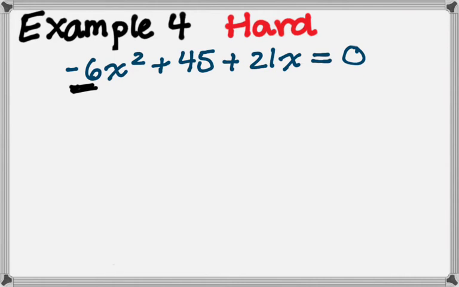Another option would just be to multiply both sides of the equation by negative 1, right? And that will make everything that was negative positive and everything that was positive negative. So the new equation would end up looking like this: minus 45 minus 21x. And 0 times negative 1 is still 0, okay?